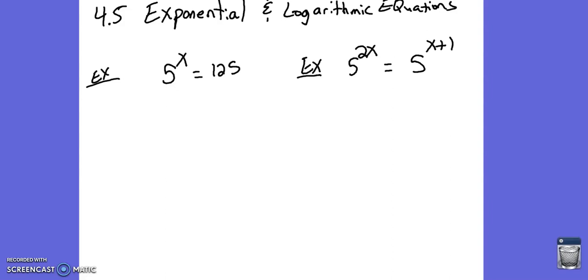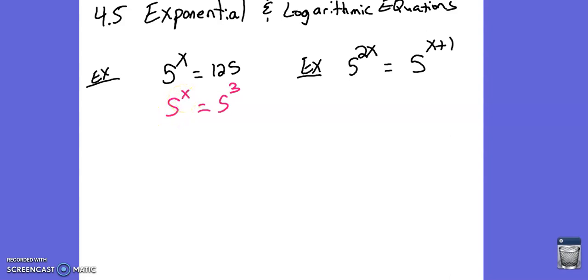This is 4.5, exponential and logarithmic equations. Here we're going to solve equations using logarithms and the exponential properties that we were referring to in the last couple lessons. The only way to solve some equations is using logarithms. If we look at 5 to the x power equals 125, just let me remind you, there's a couple ways to do this actually, but remember 125 we all know is 5 cubed.